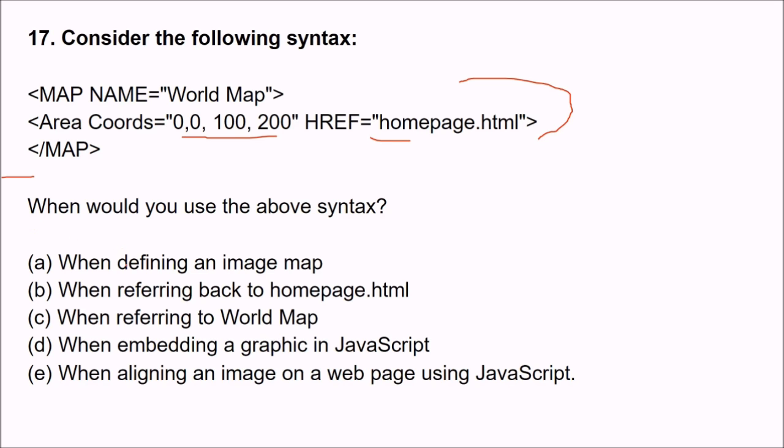17. So when defining our image map, yeah, this is correct. When referring back to homepage.html, no. When referring to world map, no. When embedding a graphic in JavaScript, no. When aligning an image on a web page using JavaScript, no. So these are all incorrect options. Our option A is correct when defining an image map. So this is actually, you're defining a map or image map with some certain coordinates on this.